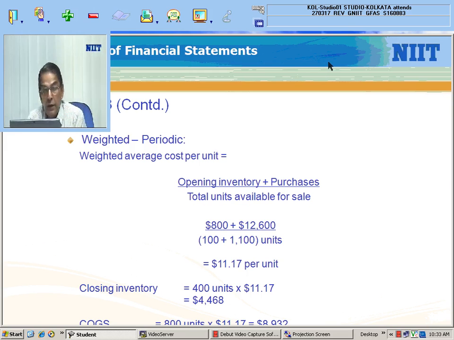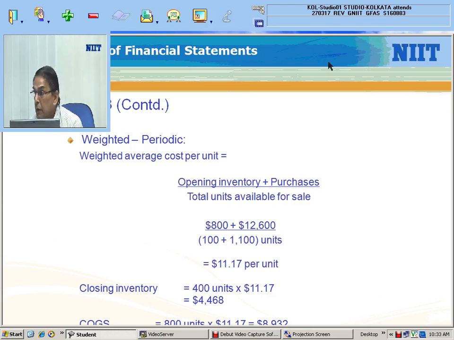So 800 being the opening inventory and 12,600 being the total purchase price paid during the year. Opening inventory plus purchases comes to 800 plus 12,600, that is 13,400, divided by total units available for sale. 100 units were in the opening inventory and 1,100 units were purchased during the year, so 1,200 units are available for sale. The average cost of each unit is 13,400 divided by 1,200, so 11.17 rupees per unit.